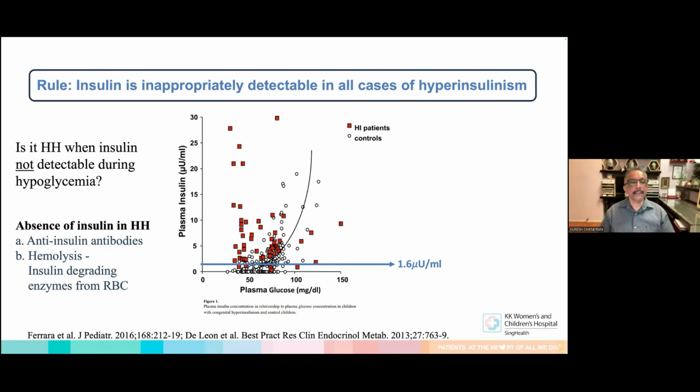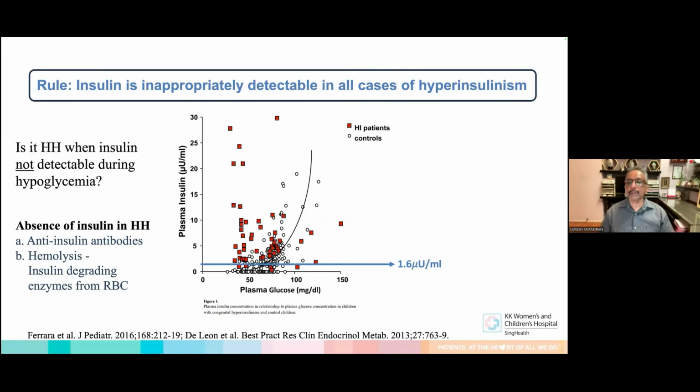The explanation is the absence of insulin in HH is due to anti-insulin antibodies which have come from the mother, which neutralize the insulin in the baby's circulation. The second explanation is if the sample is hemolyzed due to difficult sampling, the insulin-degrading enzymes from the RBC will destroy the insulin. So these two are the explanations for when no insulin is detectable, but glucose is low, ketones are low, fatty acids are low, and the glucagon stimulation test is positive.